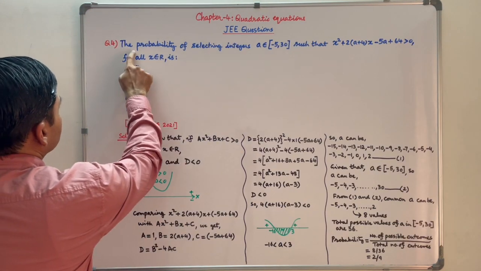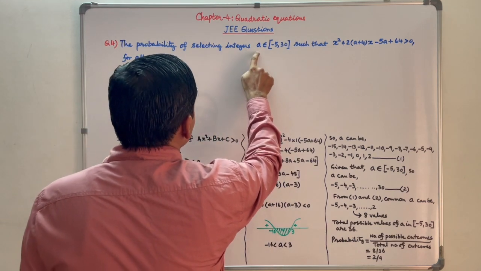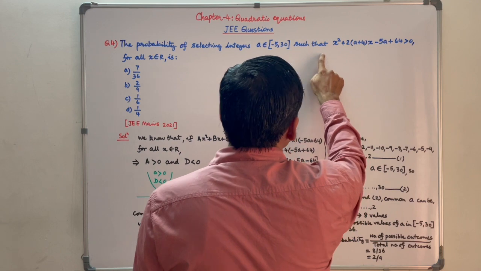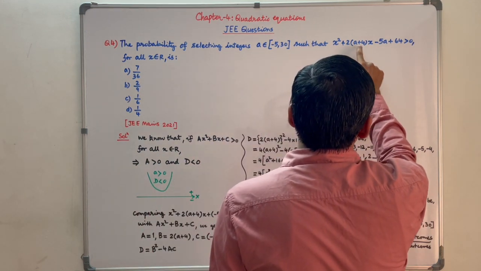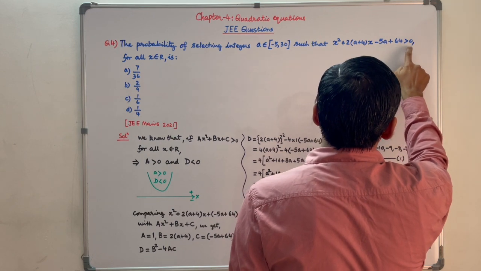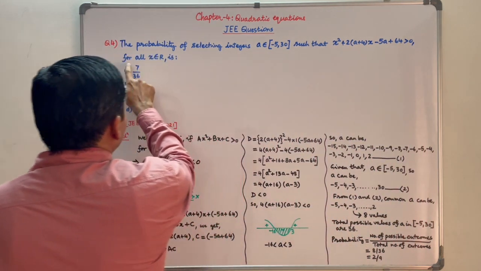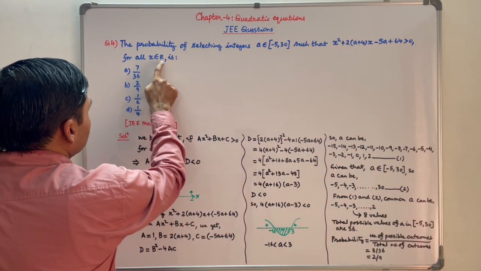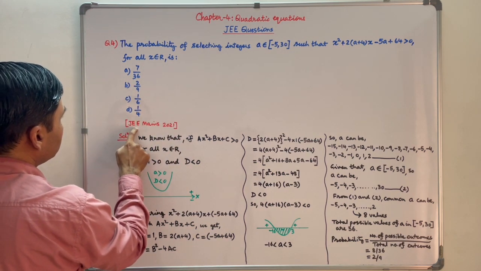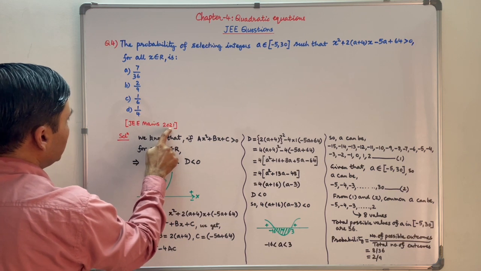Fourth question, the probability of selecting integers a that belong to interval minus 5 to 30 such that x square plus 2 into a plus 4 into x minus 5a plus 64 is greater than 0 for all x that is real is. These are the options given. This question was asked in JEE Mains 2021.